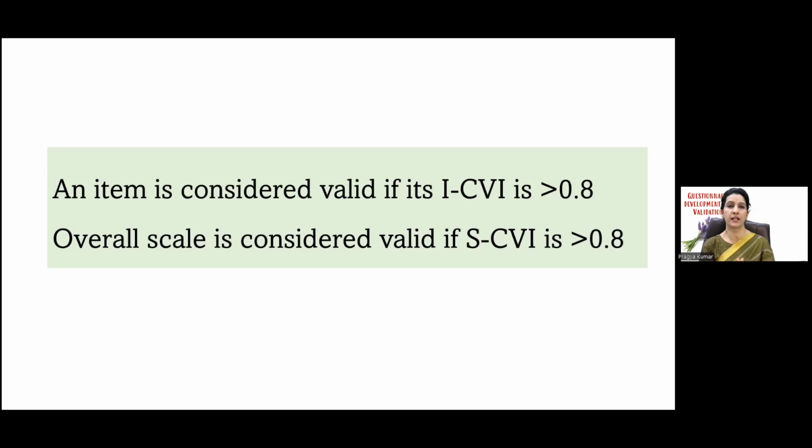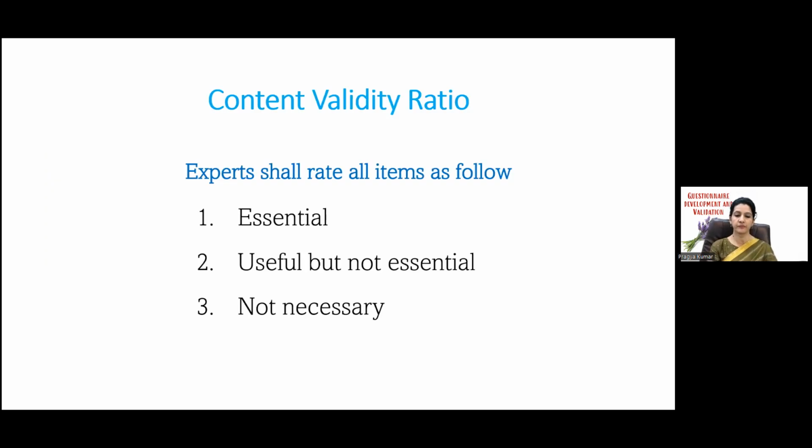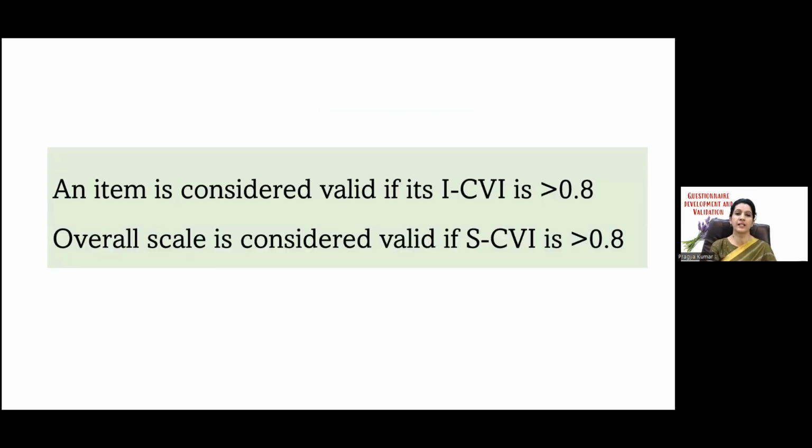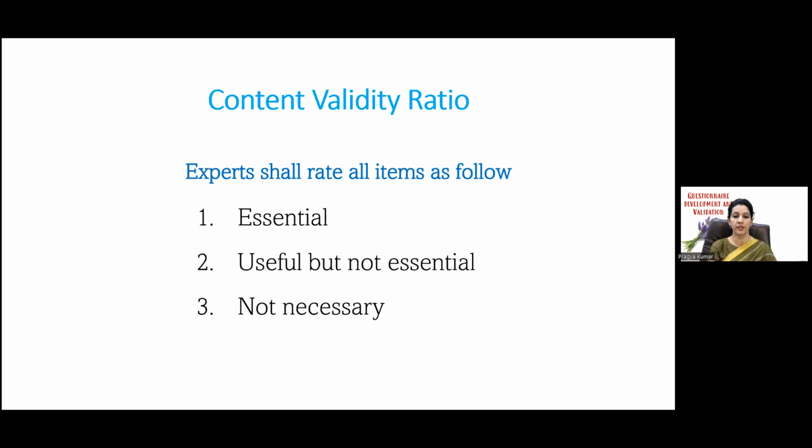So the cutoff value for both of these is 0.8. This was regarding the content validity index. The content validity index is done at 2 levels: item-wise and overall scale, and both cutoffs should be more than 0.8.